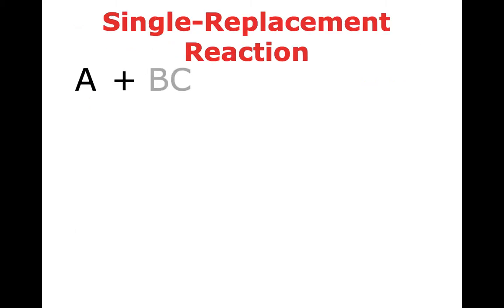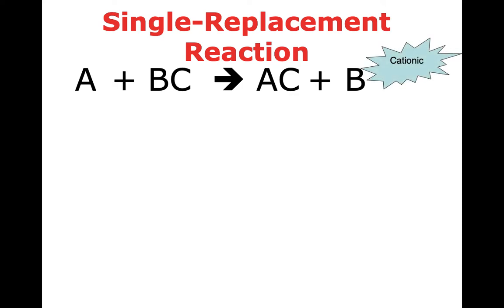A single replacement reaction, remember I mentioned that like replaces like, metal replaces metal, and non-metal replaces non-metal. Remember that in an ionic compound, metals are written first, non-metals are written second. So in this case, notice that A replaces B. A has to be a metal for it to be written first in front of C. And then B is going to get bumped out and be all by itself. So that is a cationic single replacement reaction. A must be a metal, replacing B, which also is a metal.